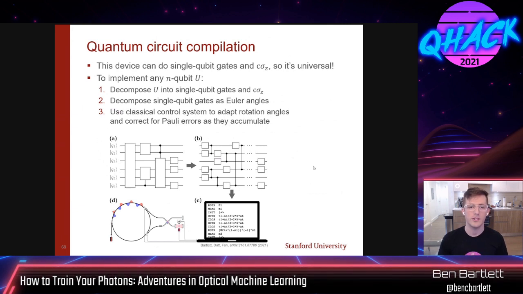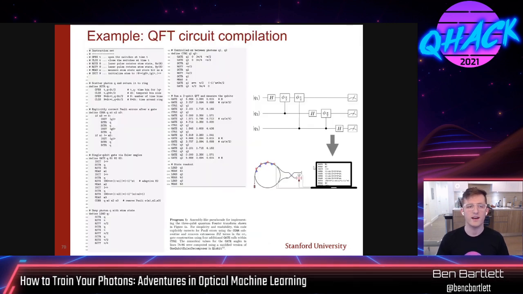First, we decompose U into single qubit gates and CZ. Second, we decompose the single qubit gates as Euler angles. And then third, we run the device and we use a classical control system to adapt the rotation angles and correct for Pauli errors as they accumulate.